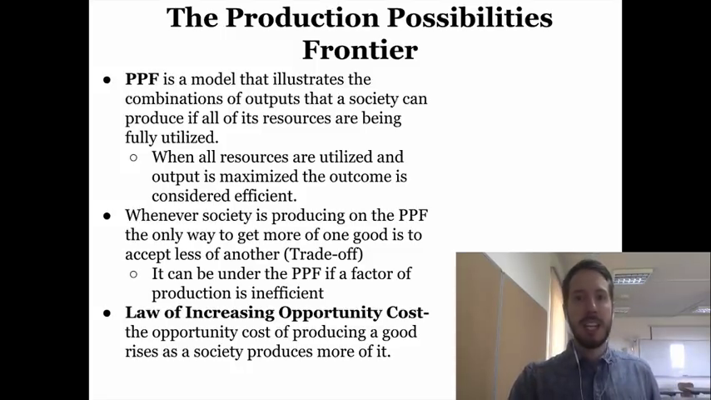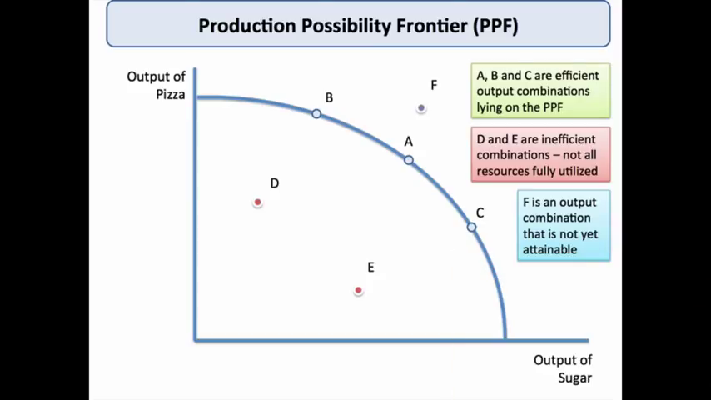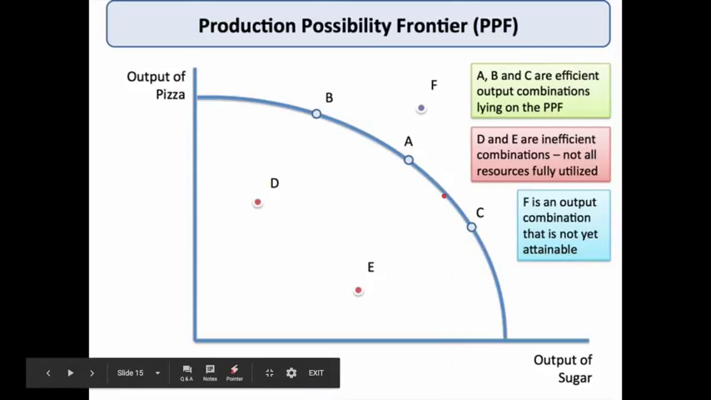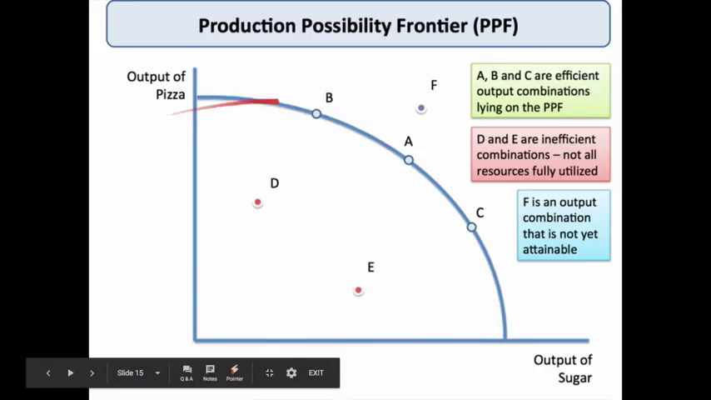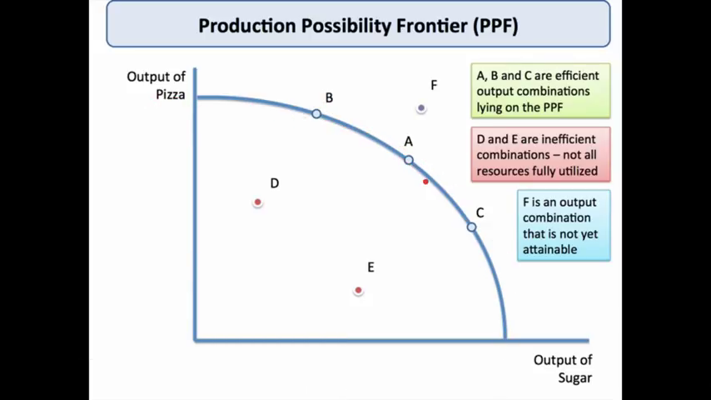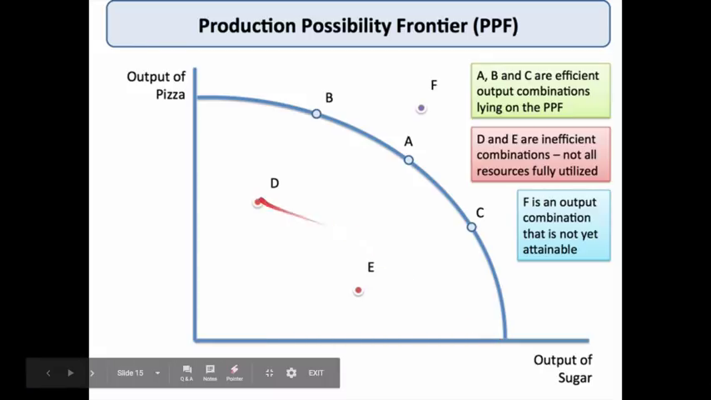So let's actually take a look at what this thing is. A PPF looks like this. Sometimes it'll be a straight line. Most of the time it will be curved. And the reason that it's curved is because of diminishing returns, the idea that sometimes if you do one more, you're not going to be able to do it at the same efficiency level. So let's say you have someone and they say, if I've used all my money and my resources and my time and everything, I can either make pizzas or I can choose to make sugar.